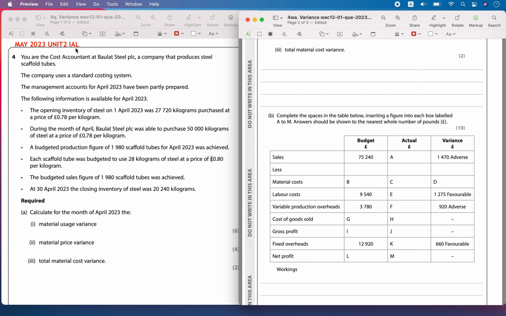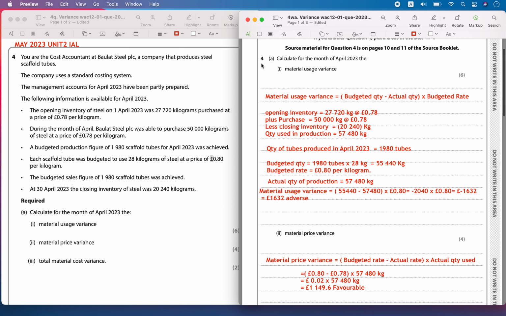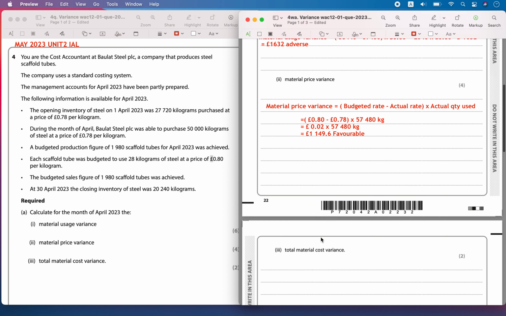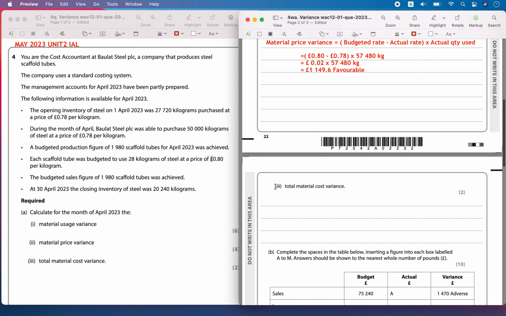Hello, today we are solving May 2023 Unit 2 IAL paper, question number 4. Here in part A of the question, we had already prepared material usage variance and material price variance in 4A1 and 4A2. Now they are asking what is the total material cost variance that has happened.